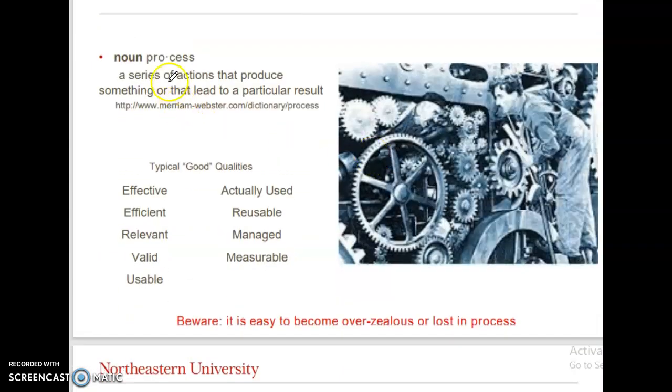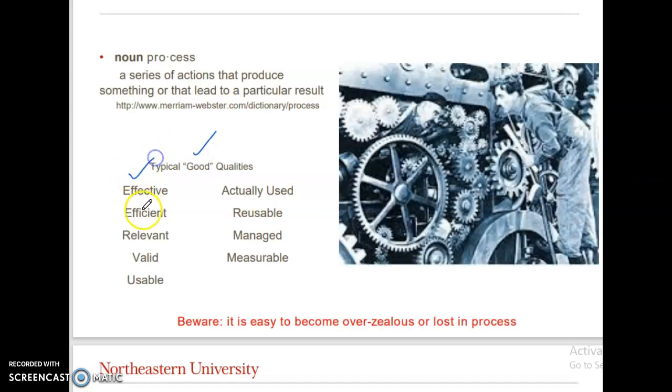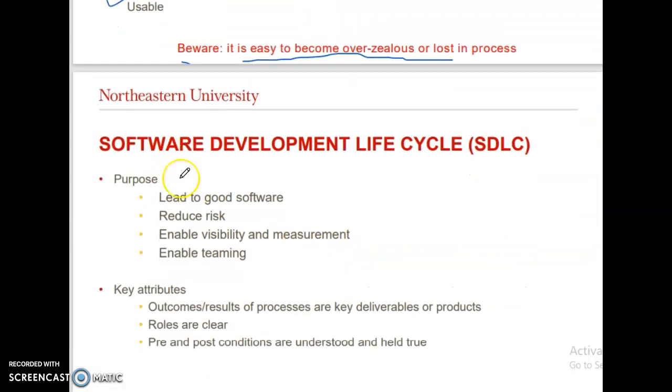Process, noun: a series of actions that produce something or that lead to a particular result. Typical code qualities: effective, efficient, relevant, valid, usable. Actually used, reusable, managed, measurable. Beware, it is easy to become overzealous or lost in process.